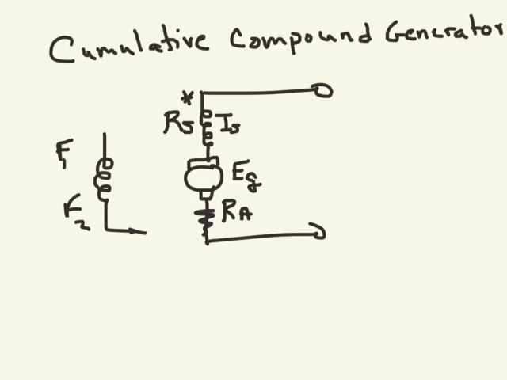So in this scenario, what we're doing is adding an additional field coil, and we're calling that an RS, an R series coil. So at rated current, what we're going to get is more flux being produced by this series coil. So we'll have a series coil producing flux and the field coil producing flux.